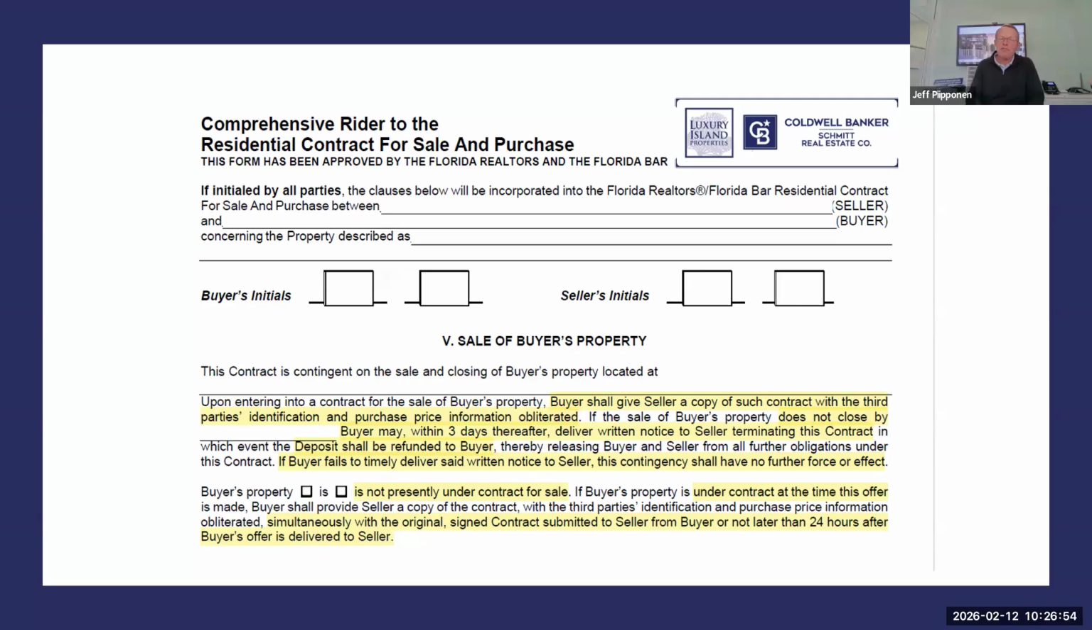Kind of like a short sale. It's like a short sale. Yeah, it's in the addendum. It says the effective date shall be defined as the date the bank approves a short sale, right?